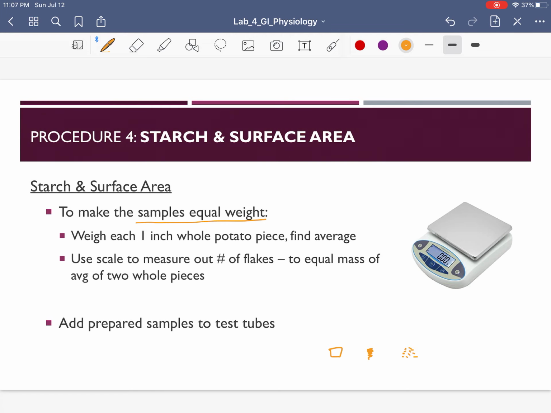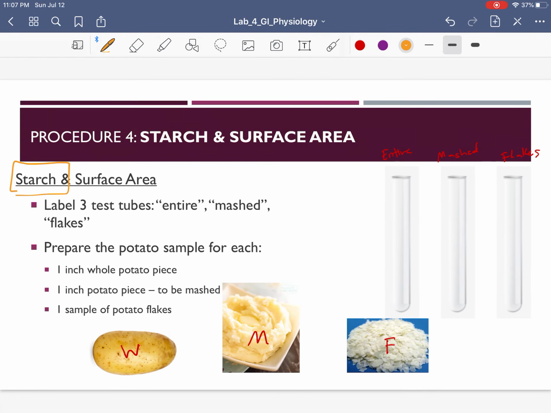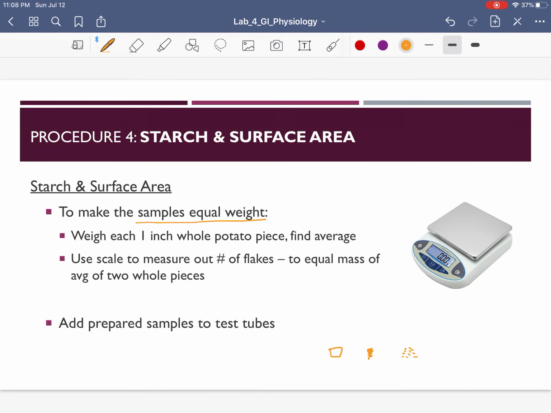So in the lab, we would prepare our potato samples with a 1-inch piece of potato that we're going to keep whole, and another 1-inch piece of potato that we're going to mash. But before we mash it, we weigh them. So we would weigh each potato piece on a little weighing boat. I cannot draw. We would weigh each 1-inch piece, add the weights up, and divide by 2 to find the average. So we have 2 1-inch pieces that will probably weigh about the same because they're both 1 inch.